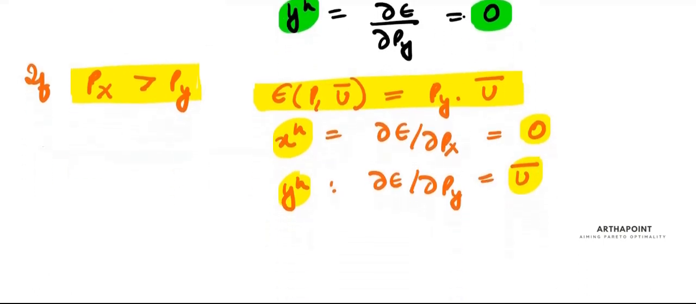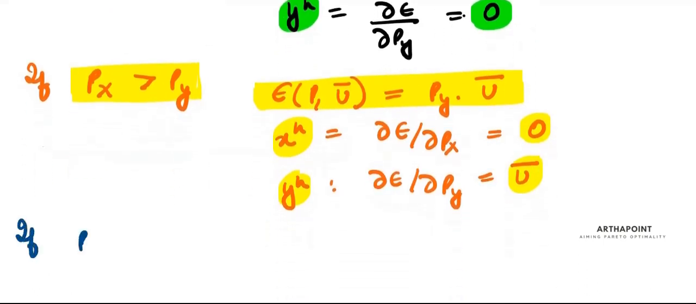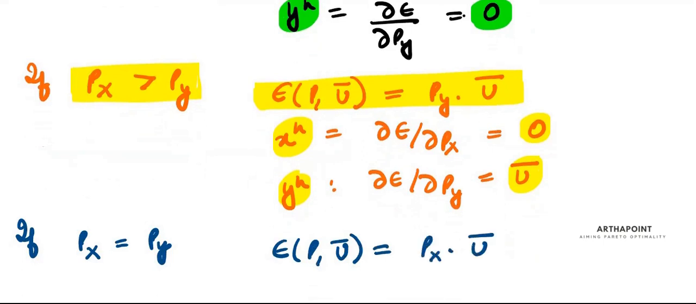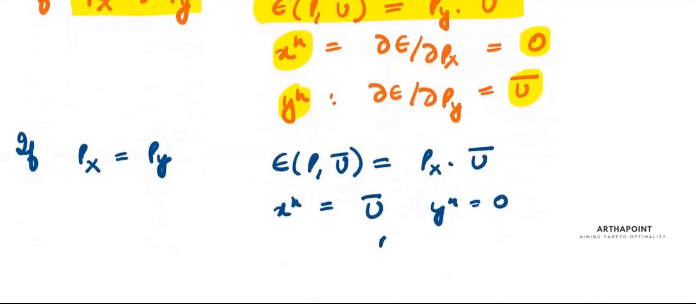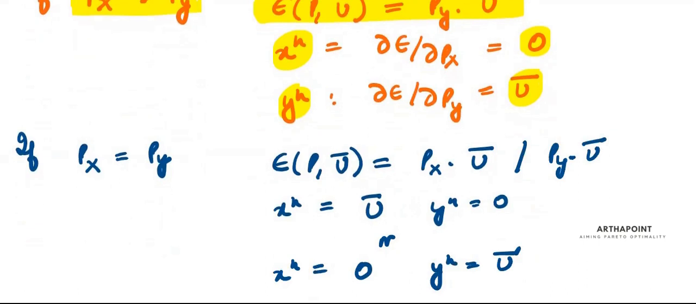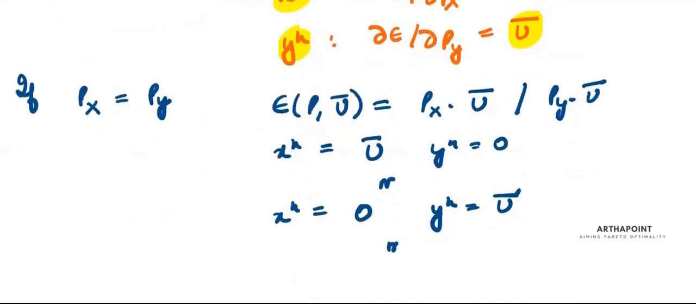Take the third case. If PX is equal to PY, then your expenditure function can be written as anything. You can write it as PX, you can write it as PY. So you will simply have XH equal to U bar, YH equal to 0, or XH equal to 0, YH is equal to U bar, in case you write it as PY into U bar, or any combination in between also. So you can have anything in between because the two are equal.